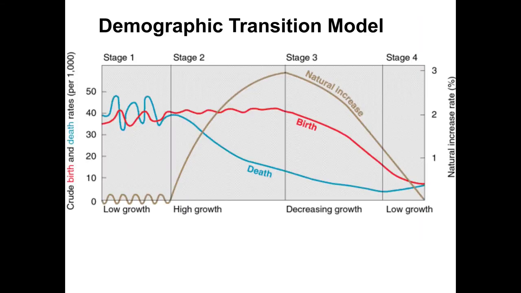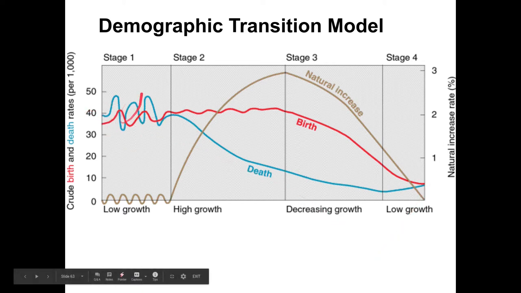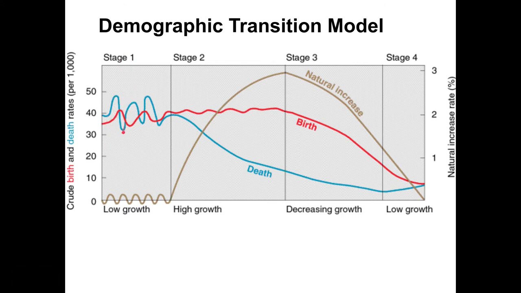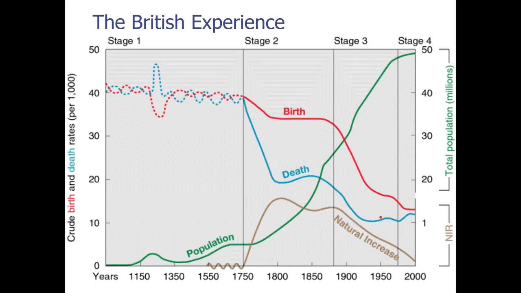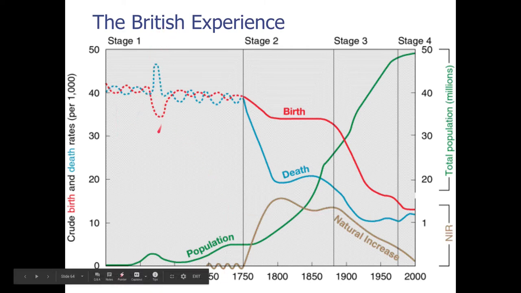And I stole this from another textbook. So now we've got, yeah, famines and disease outbreaks. So the birth rate, the death rate, they're both high, but they cancel each other out. So the growth rate is very low. Death rate drops, population increases, birth rate drops, the increase rate drops. And then you get into stage four with low growth. This is totally accurate for England. It's great for describing the British experience. So we've got the Black Death.